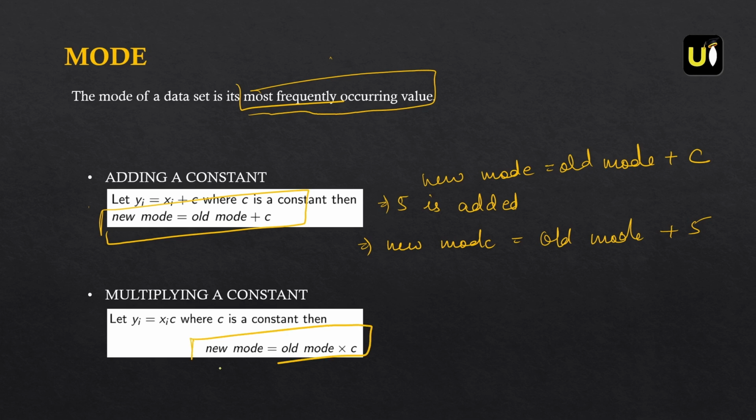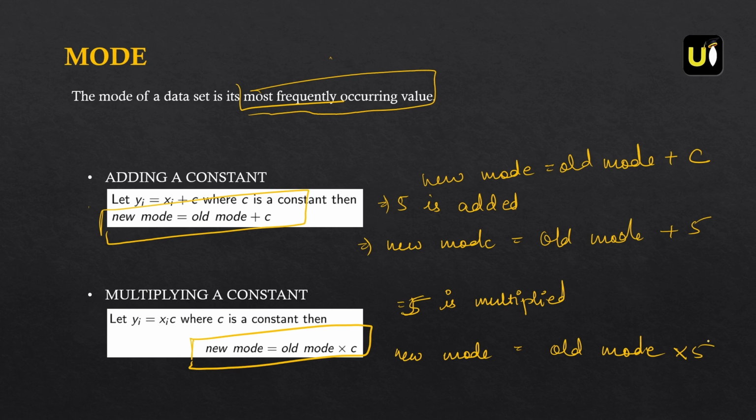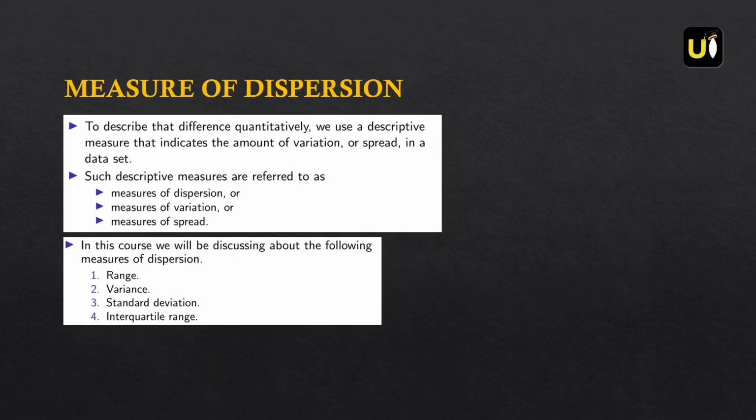Similarly, if a constant is multiplied, suppose 5 is multiplied, the new mode will be old mode into 5. Okay, so you have to keep them in mind. All right. So now we have measures of dispersion.